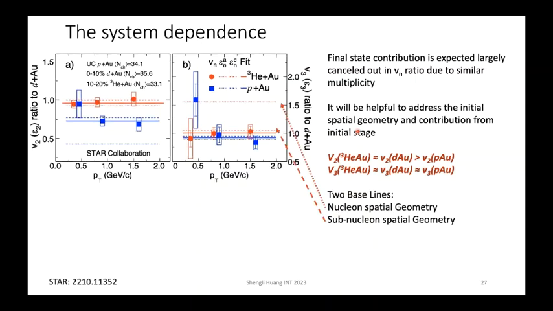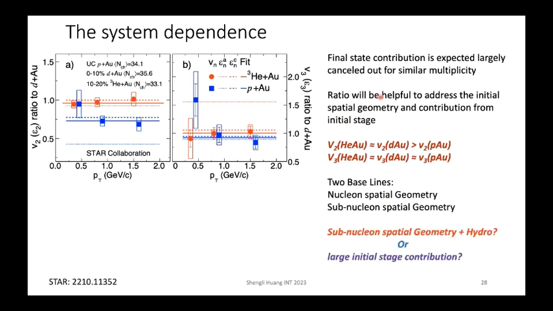Now we can compare with two baselines, right? We use the eccentricity ratio from the nuclear global model and the subnuclear model as a baseline to compare with the STAR measurement. You can see if we use the subnuclear global model, the ratio is pretty similar to the STAR measurement. But if we use the nuclear spatial global model, the result is much higher than the STAR measurement. That almost rules out this initial geometry if there's no contribution from the initial stage.